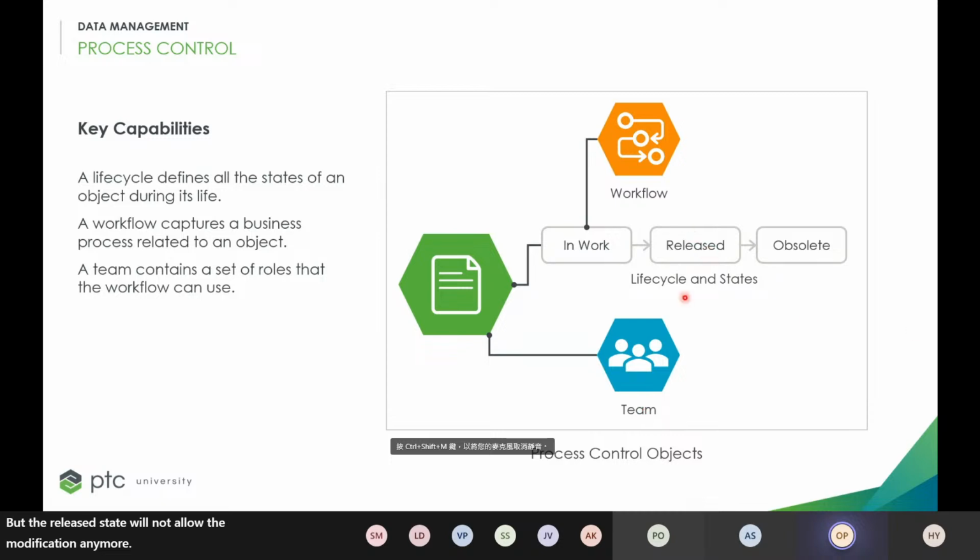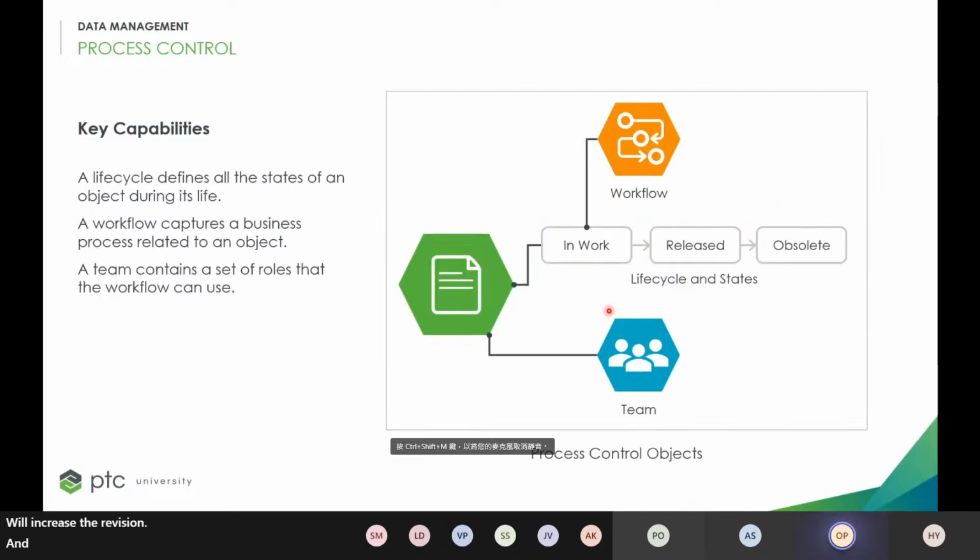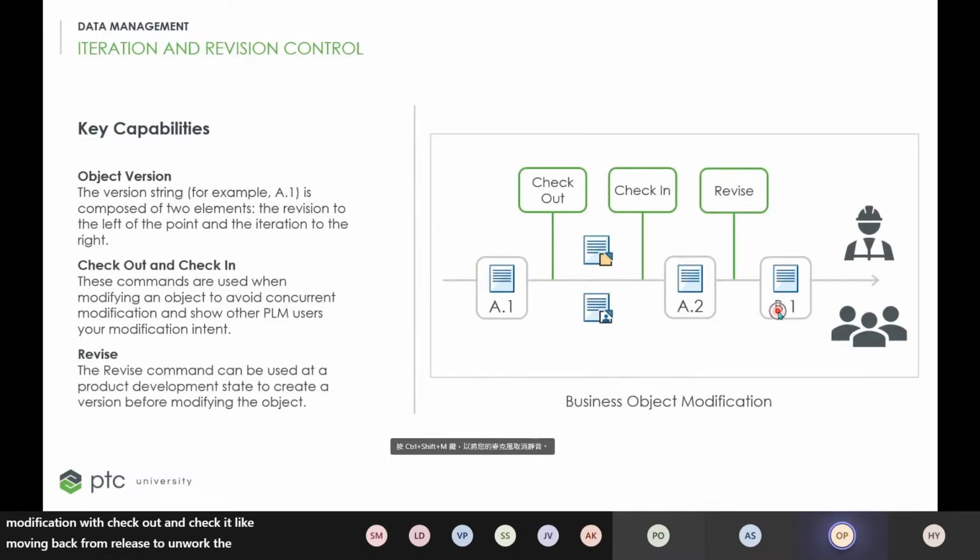If we are on the released state and we cannot modify anymore, we have to apply a revise. A revise will increase the revision and move the state of the object into one that allows modification with checkout and check-in, like moving back from released to in work, the new revision B.